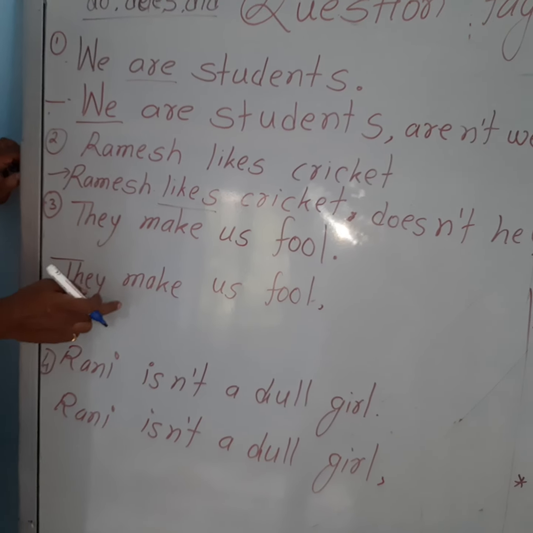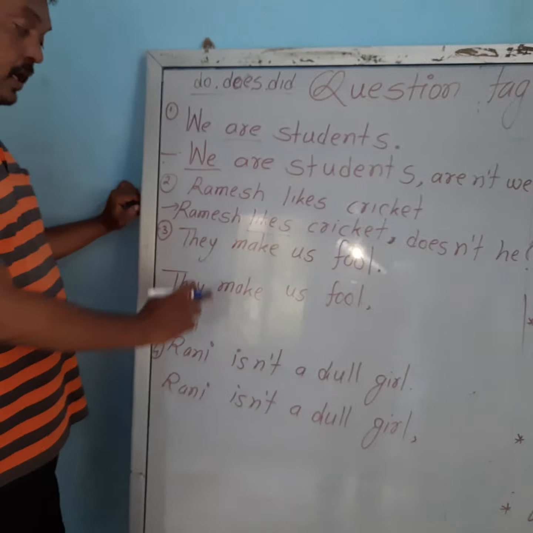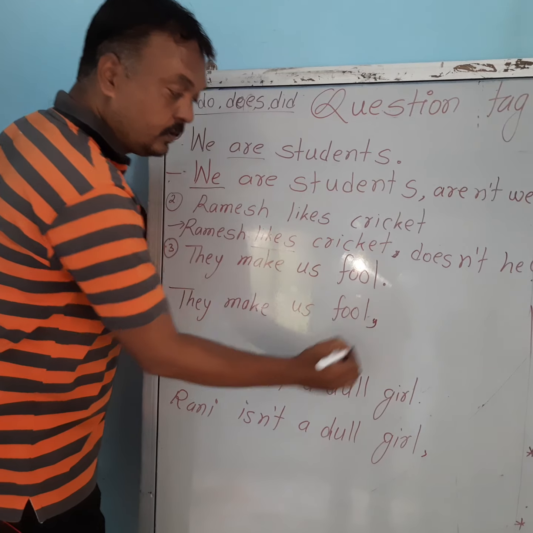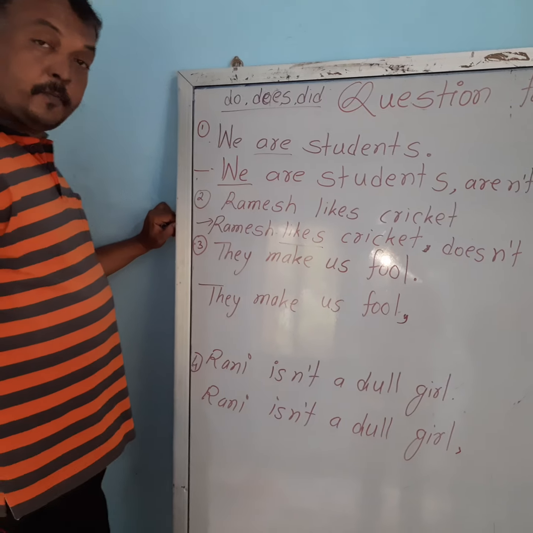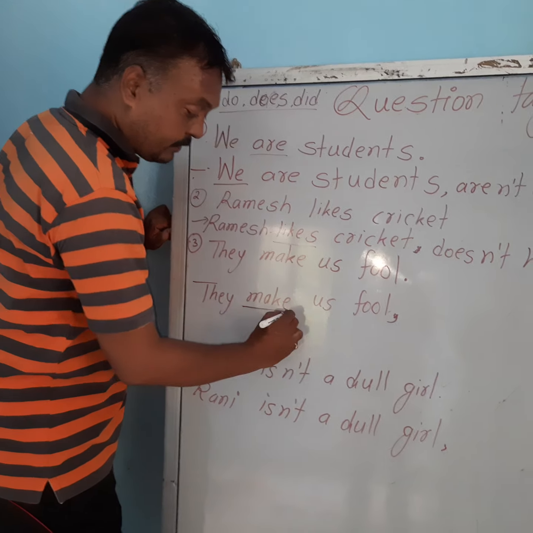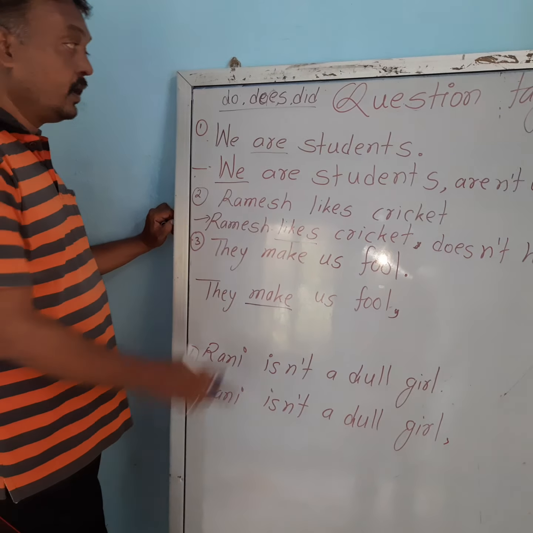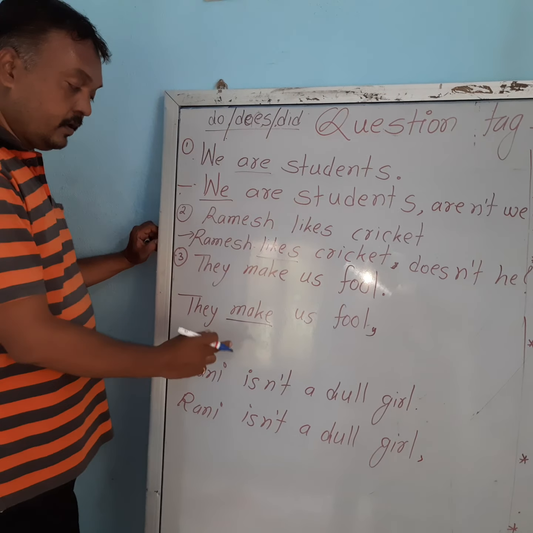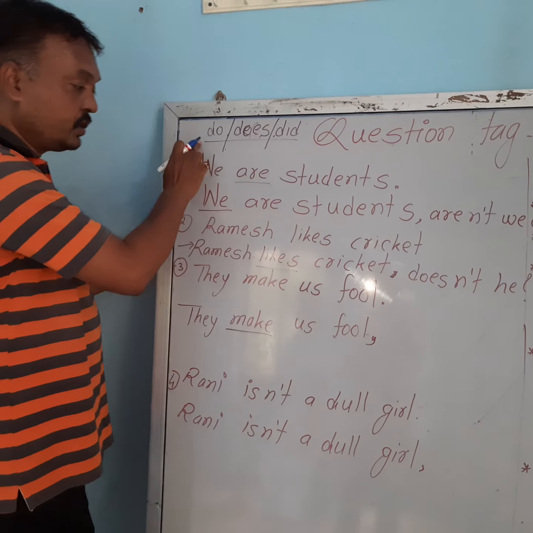In the next sentence, they make us fool. Again write the sentence as it is. They make us fool. Comma. Try to find out whether there is a helping verb. No helping verb. Again they do or does or did. Simple present, so we use do.